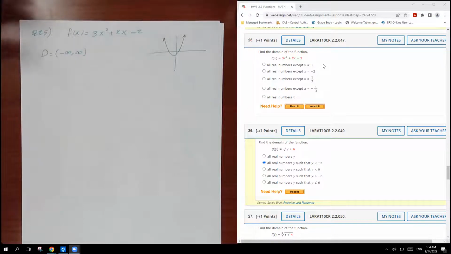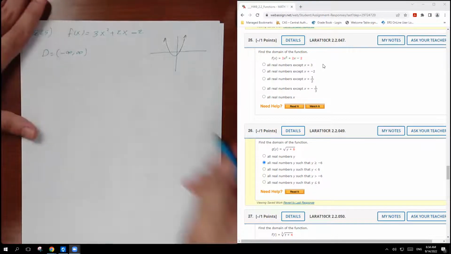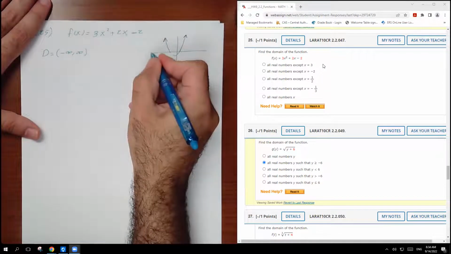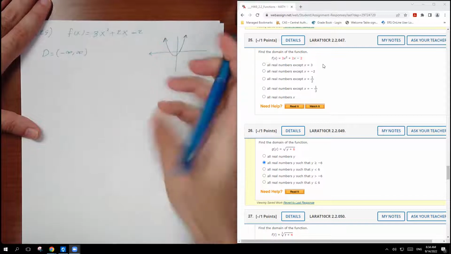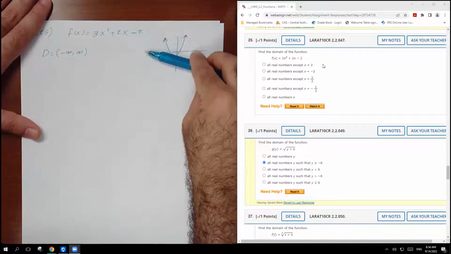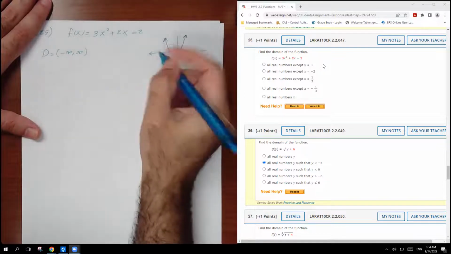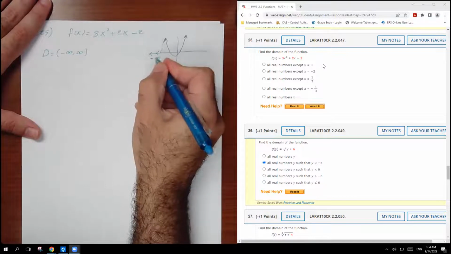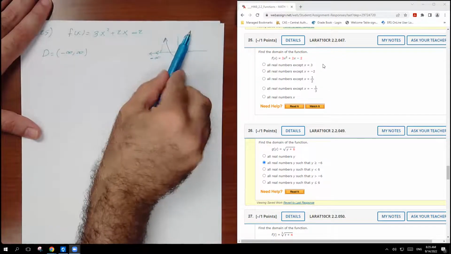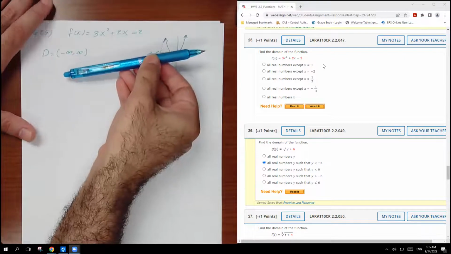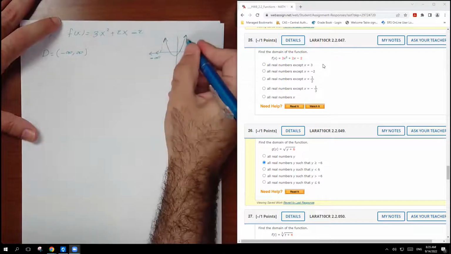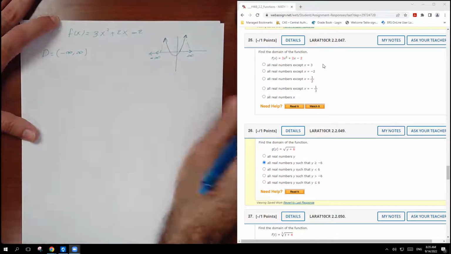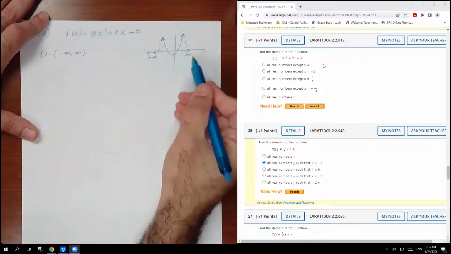The domain, that means I need to find all x values. So here is the first part. If I took this side from the function and put it on the x coordinate, this goes to this side. So the function goes to negative infinity. If I took this side from the function and put it on the x coordinate, because I need to find the domain, the function goes to positive infinity. That means the domain is from negative infinity to positive infinity.